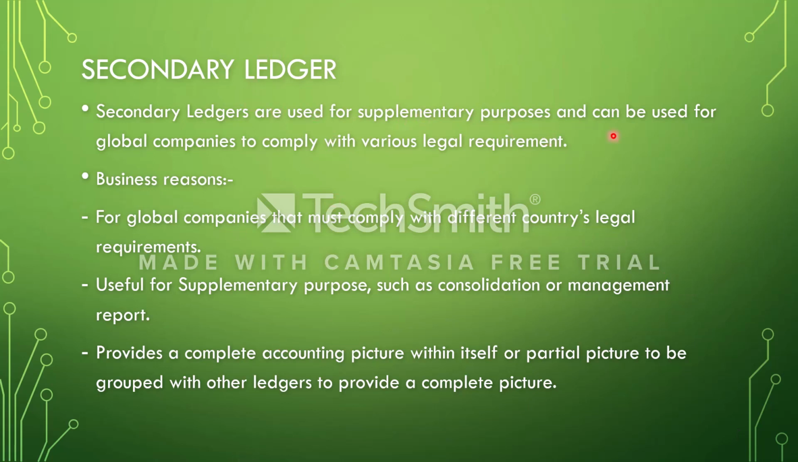Secondary ledgers are used for supplementary purposes and can be used by a global company to comply with various legal requirements. If there is any change in the 4Cs, we create a secondary ledger. So that's why it is called supplementary. It is created for a global company to comply with different countries' legal requirements, consolidation or management reports, a complete accounting picture itself or partially grouped with other ledgers to provide a complete picture.